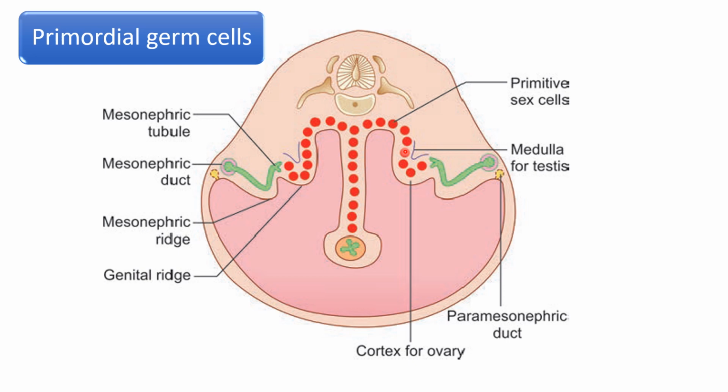So the migration of primordial germ cells into the medial aspect of the urogenital ridge, that is the genital ridge, will be essential for the development of gonads. These primordial germ cells will have an inducting effect on the gonad.